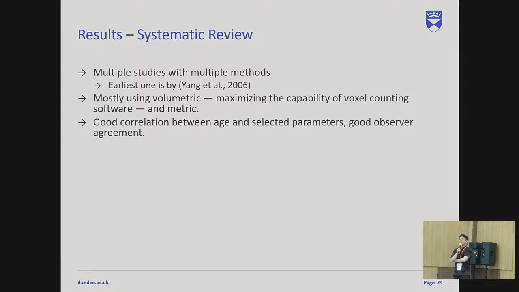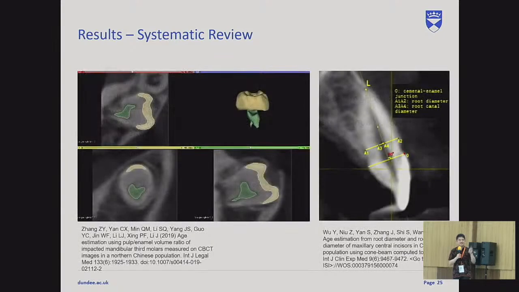So, in the systematic review, we can see that the first study that used CBCT is in 2006. So it's really new. It's just 16, 17 years ago, by Young et al. Mostly using volumetric. There are a few that still use metric. And there is a good correlation. It's great. Between the age and selected parameters, it is useful, good observer agreement, everything is nice.